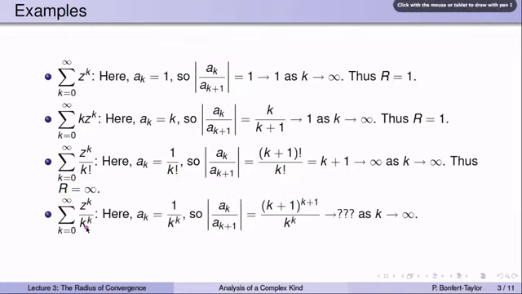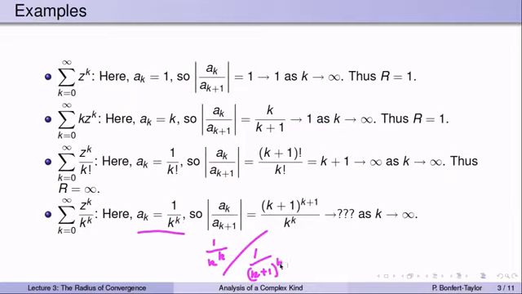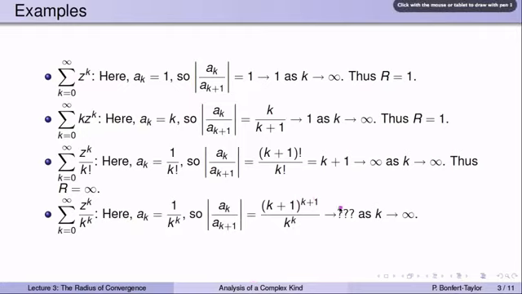Let's look at another example. z^k divided by k^k. So now a_k is equal to 1 over k^k. So again, a_k divided by a_(k+1) is going to be 1 over k^k divided by 1 over (k plus 1)^(k+1). And again, I multiply with the reciprocal, and I get (k plus 1)^(k+1) over k^k. Now, this is a little bit less clear on how to find the limit.